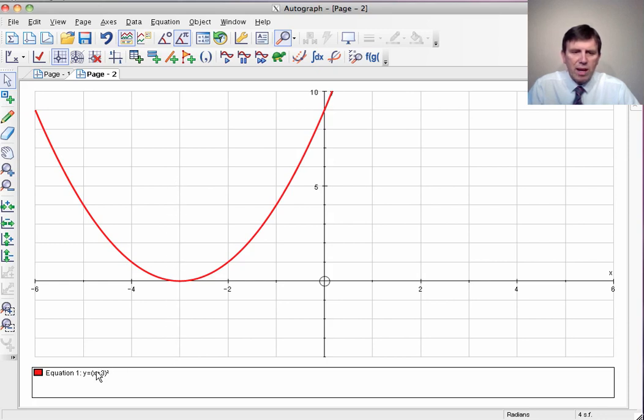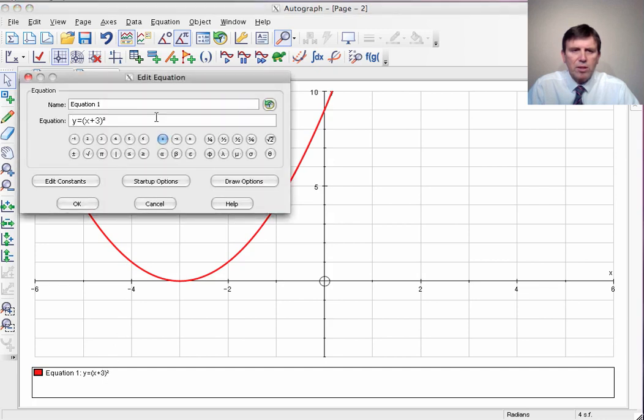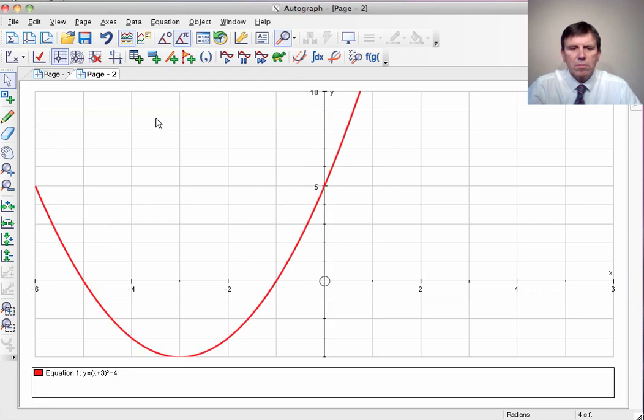Let's change the graph again. Let's put on the end minus 4. And what has that done? That's moved the graph down 4 units. So I've now got a line of symmetry at x equals minus 3, and I've got a minimum point here with coordinates x is minus 3 and y is minus 4.